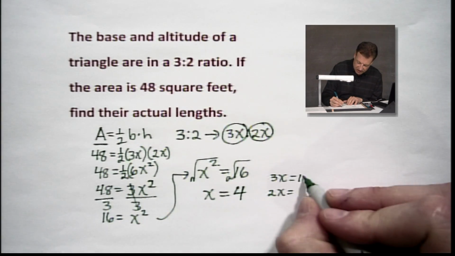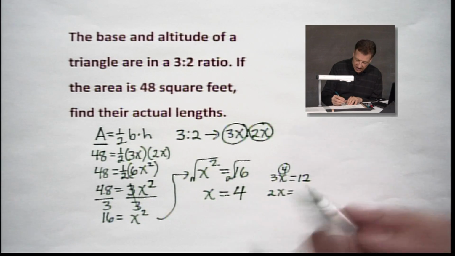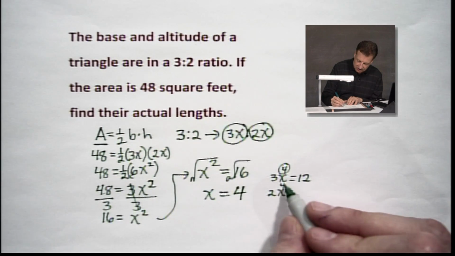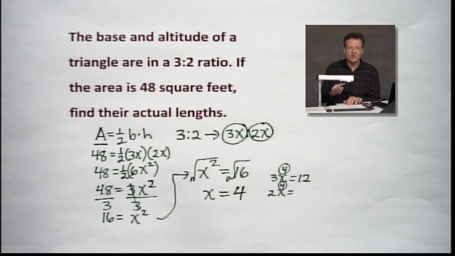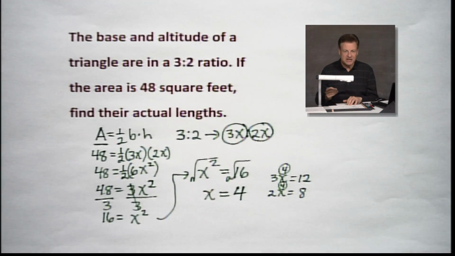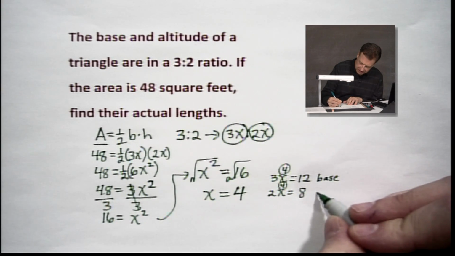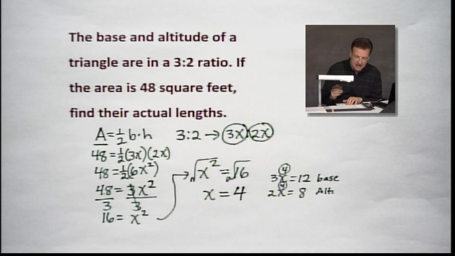So we're going to put the 4 in there. It's going to give us 12, because that's what 3 times 4 is, right? And we're going to put the 4 in here, and it's going to be 2 times 4, which is going to give us 8. And there are our 2 dimensions. That will be the base. That will be our altitude.